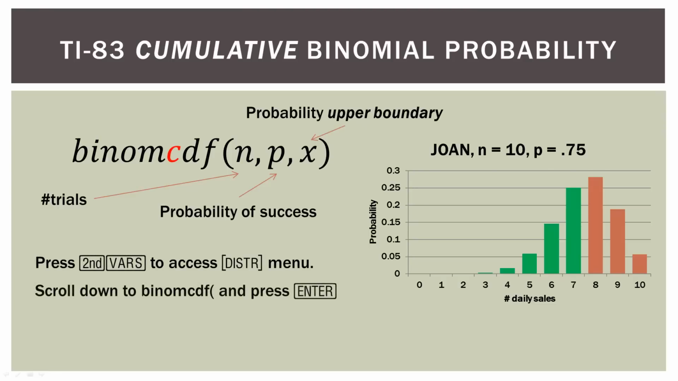So again, we go to the same menus, enter the same inputs, but this time we get 0.747. And that's the cumulative probability all the way up to and including 7. So if we added the heights of all the bars there in the green, it would come out to be 0.747. So that's the difference between exact probability for any given outcome and the cumulative probability for everything up to and including that upper boundary. So we're going to need both of those to answer our questions.